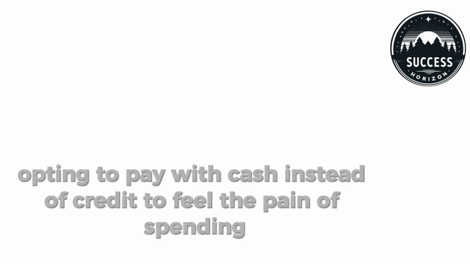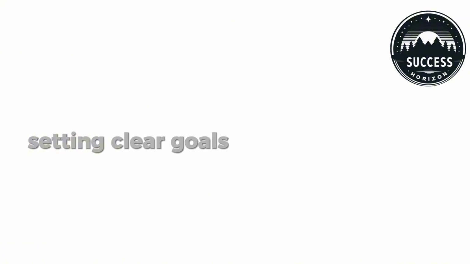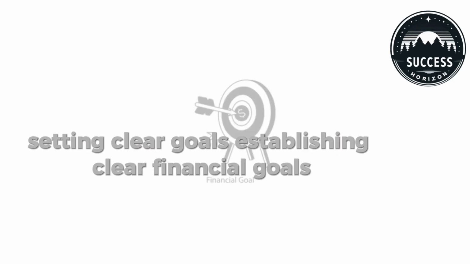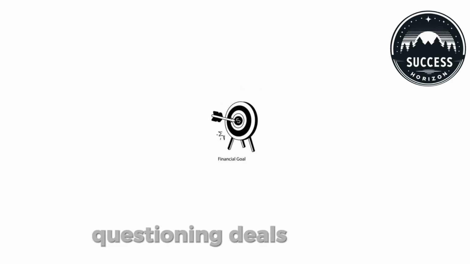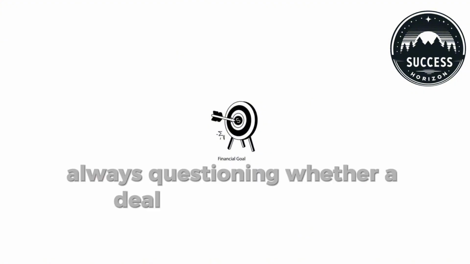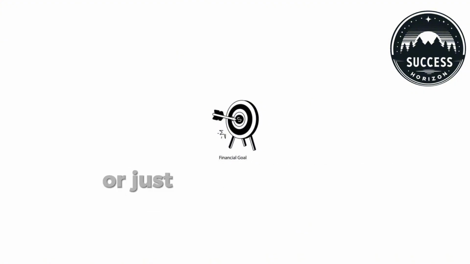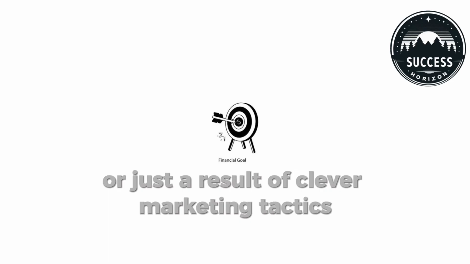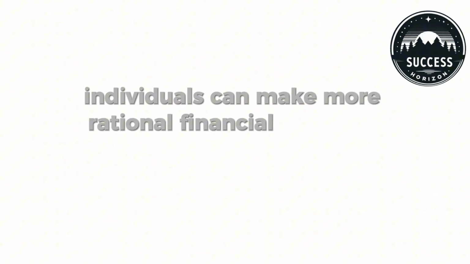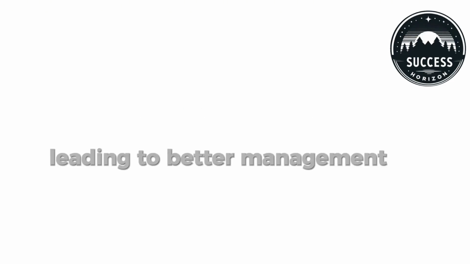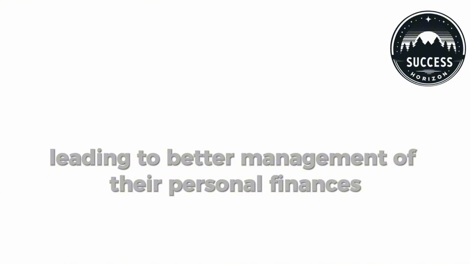Using cash. Opting to pay with cash instead of credit to feel the pain of spending. Setting clear goals. Establishing clear financial goals to guide spending and saving decisions. Questioning deals. Always questioning whether a deal is truly beneficial or just a result of clever marketing tactics. By understanding these psychological traps, individuals can make more rational financial decisions, leading to better management of their personal finances.